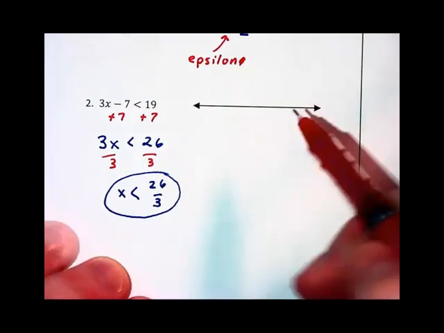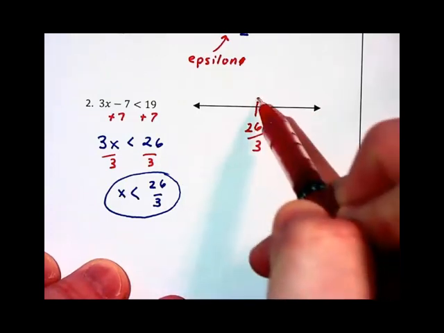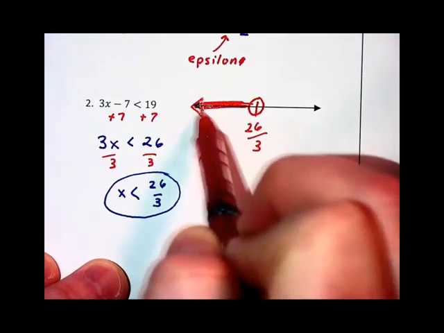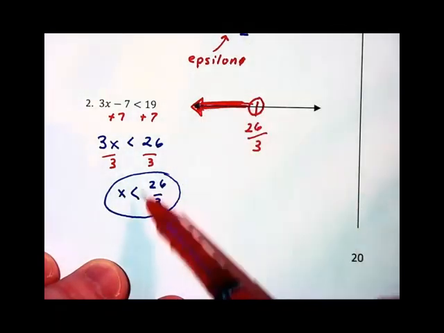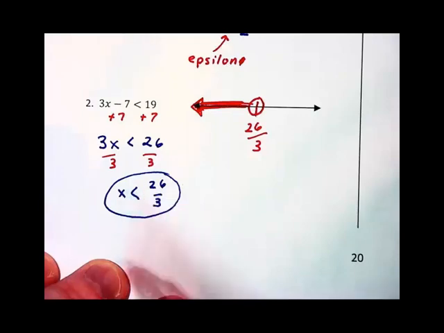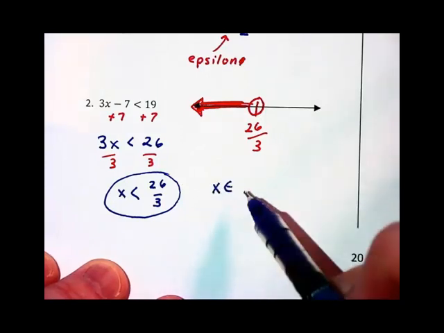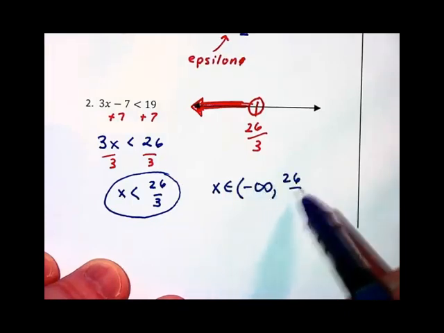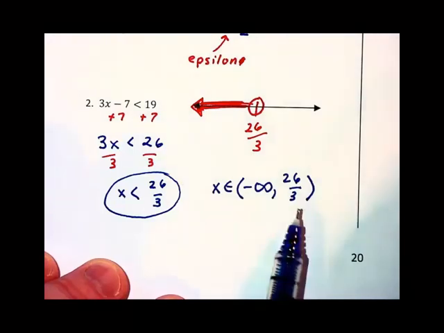However, if we were to be writing this or graphing it on the number line, we would graph 26 thirds, leave it an open circle, and shade everything to the left of it, representing the less than. And by the way, notice how the shading to the left matches what might appear to be an arrow going to the left. That works whenever the x is by itself on the left. In interval notation, we would say x is contained in this interval going from negative infinity on up to 26 thirds, which we will not include, represented by the parenthesis as opposed to a bracket.